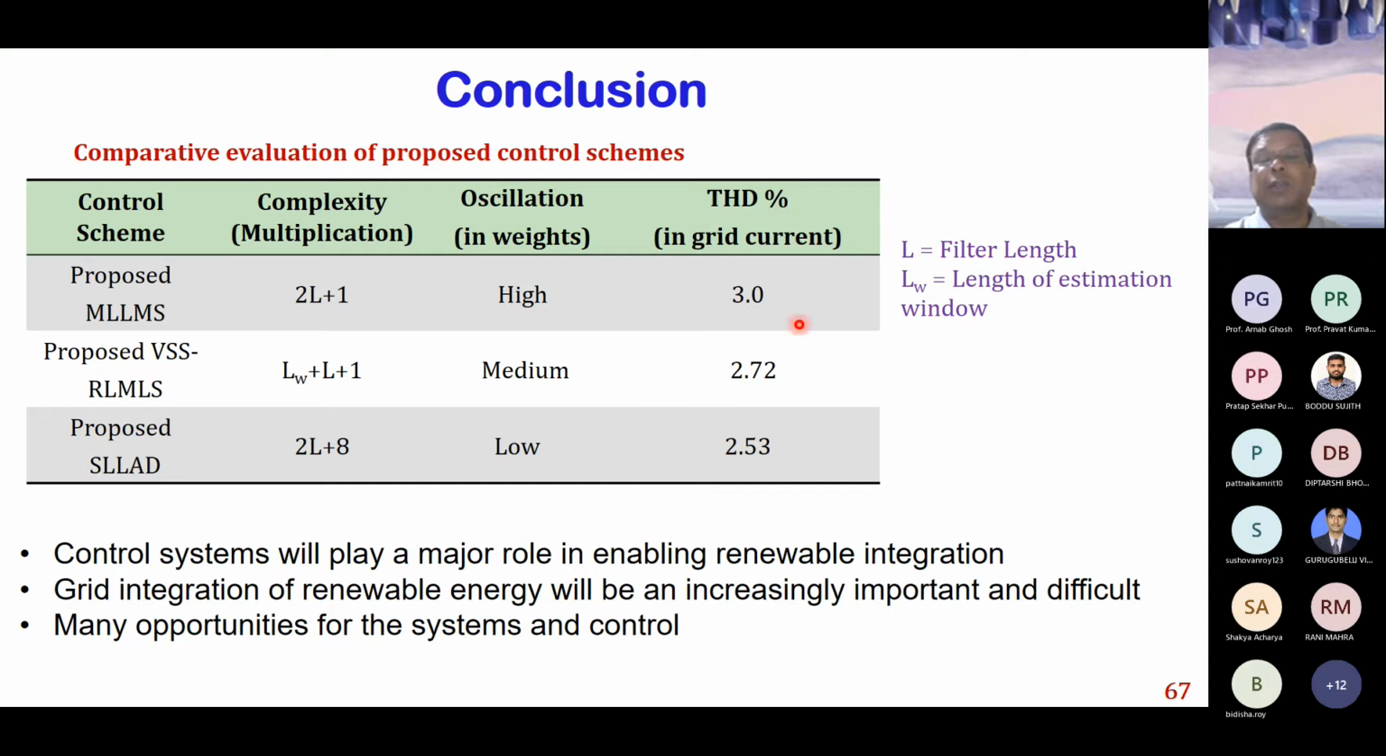The total harmonic distortion achieved is 3% in the modified leaky case, 2.72% in the variable step size case, and 2.53% in the sigmoid case. So the conclusion here is that this control will play a major role in enabling renewable integration. Grid integration of renewable energy will be increasingly important and difficult. Many opportunities are there for designing more advanced adaptive controllers by employing adaptive filtering algorithms.